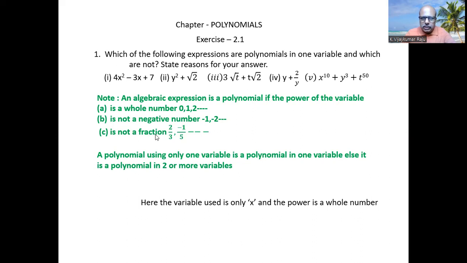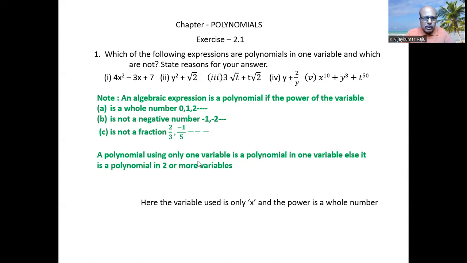It should not be a fraction, that is, it should not be 2 by 3 or -1 by 5 or any fractional number. So no fractions, no negative numbers, only whole numbers, starting from 0, 1, 2, 3, 4 up to infinity. Then we say it is a polynomial. A polynomial using only one variable means only one letter is used, either x or z or a or b, and only one letter is used throughout the polynomial. Otherwise, it is a polynomial in two or more variables.